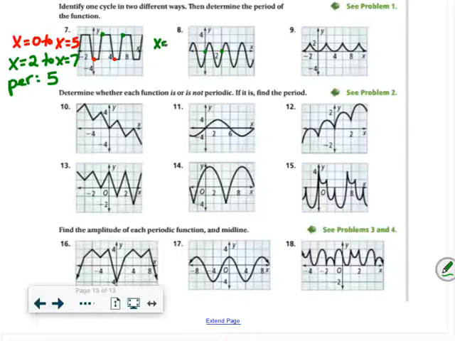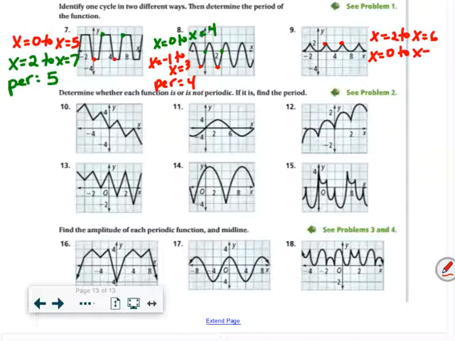All right, number 8. I went from x is 0 to x is 4. That does the job. And these are not the only answers, okay? You could use other options. So you could go -1 to x is 3. So the period length is 4. On this one, I did x is 2 to x is 6. I also did x is 0 to x is 4. So the period length is 4.